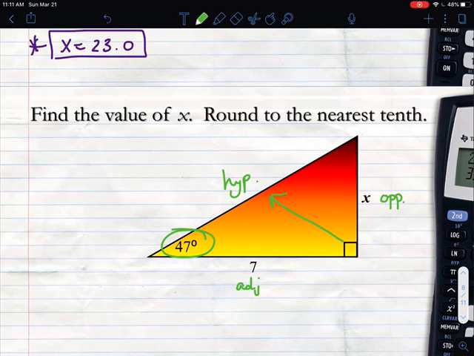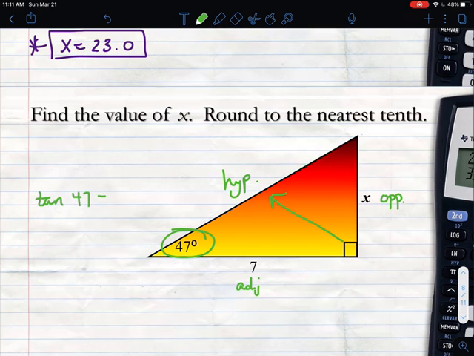So if I'm thinking about which trig ratio to use, I notice that the hypotenuse doesn't have a value. Well, if that's the case, I can't use anything with a hypotenuse, which means no sine, no cosine. So I do have the opposite leg and the adjacent leg, which means I can use tangent. So I'm going to set up my tangent of 47.